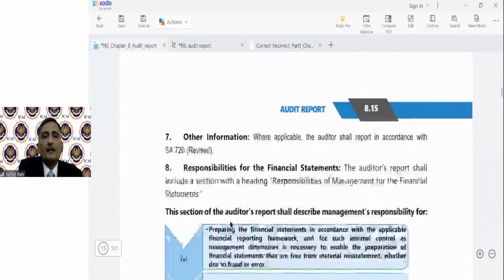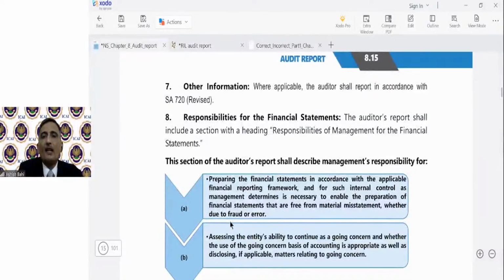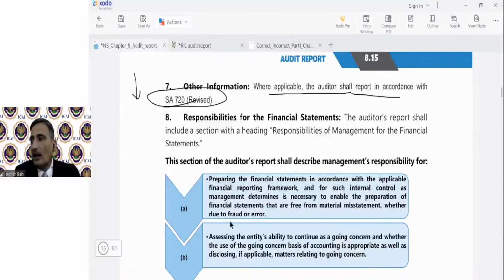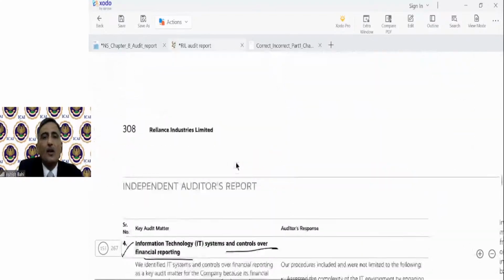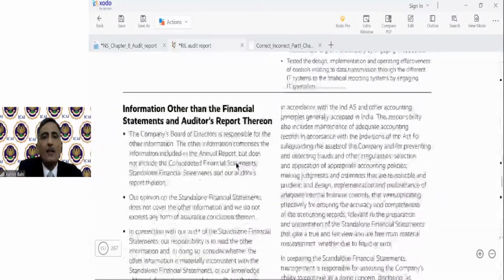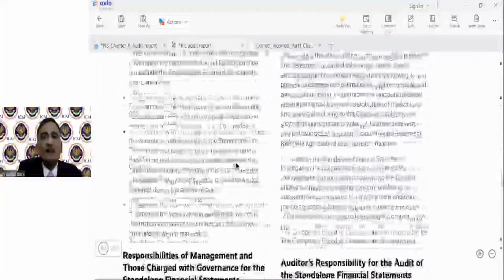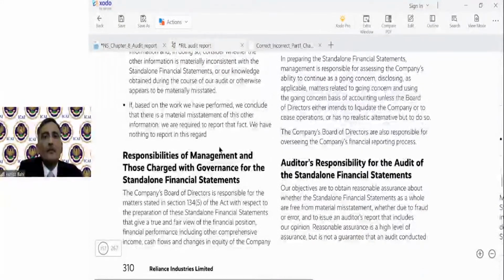When applicable, the auditor shall report in accordance with SA 720 on other information. SA 720 is not in your syllabus at CA Intermediate level, so you do not need to go into detail. It deals with certain other information, like in this case also the auditors have provided certain other information.